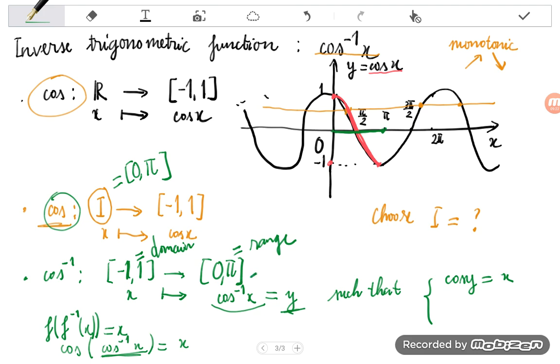And from this, we know that y must lie in the closed interval 0 to pi. These are the conditions which help you to find y.